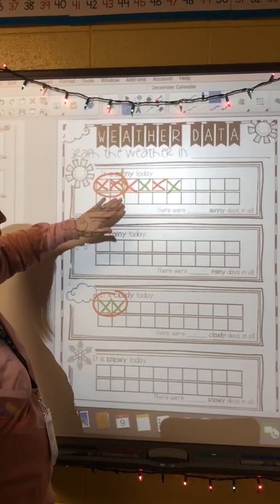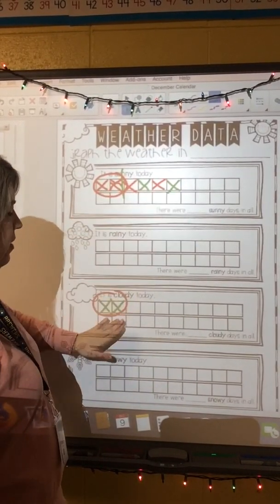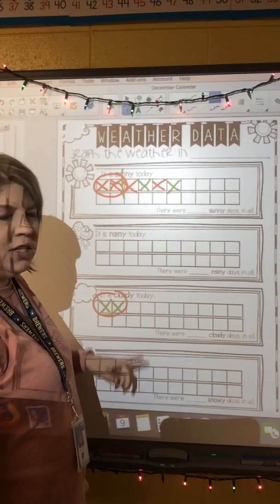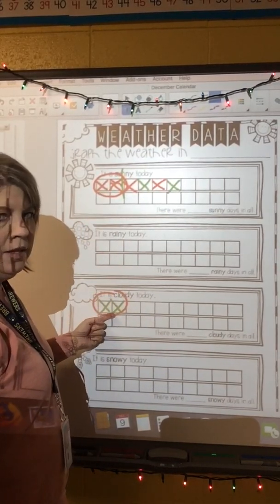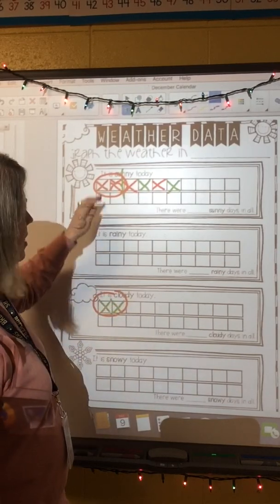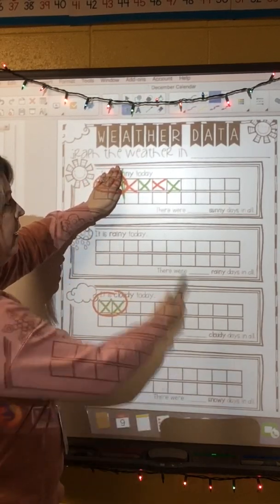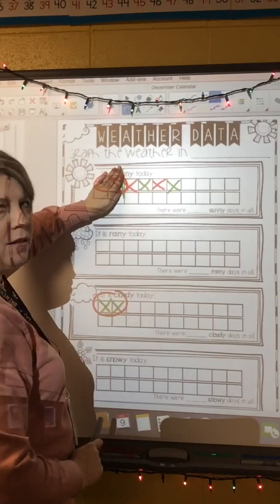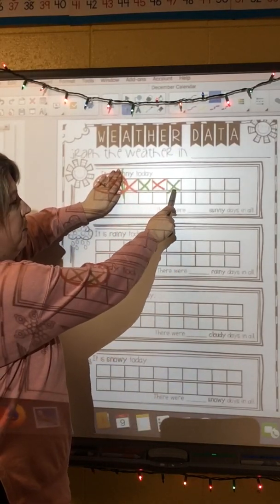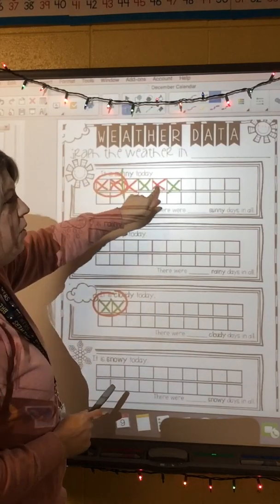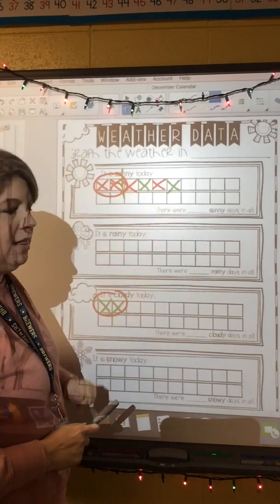All right, let's do it again. Let's check and see how many more sunny days there are than cloudy. Remember to check that. We have to first see how many they each have the same. Cloudy only has 2, so we need to take away 2 from sunny. How many more are left? Let's count them. 1, 2, 3, 4. Sunny has 4 more than cloudy.